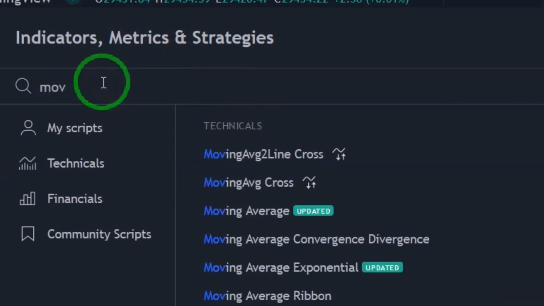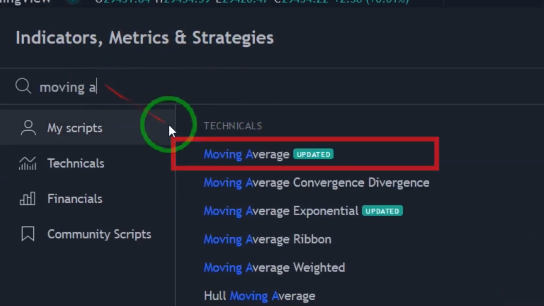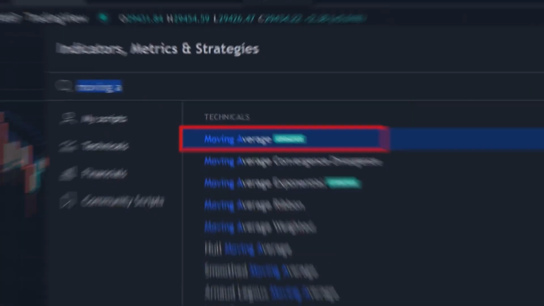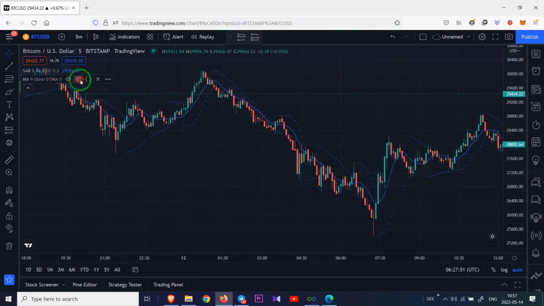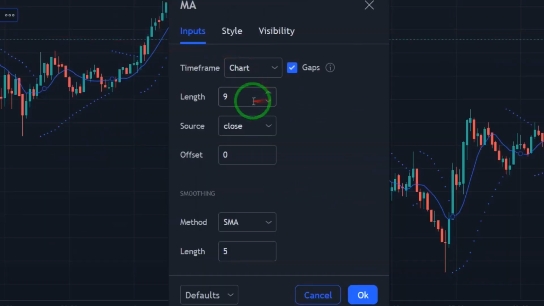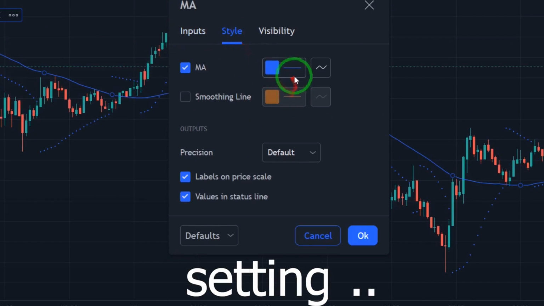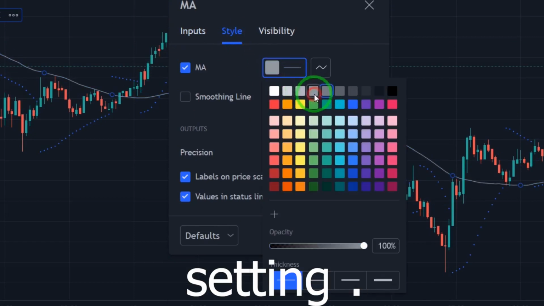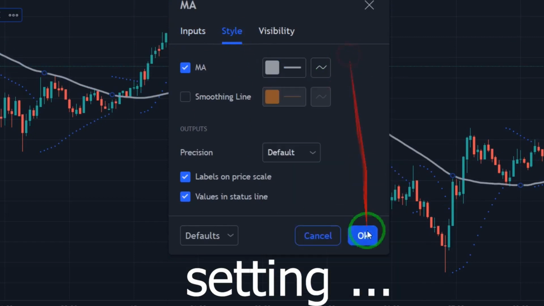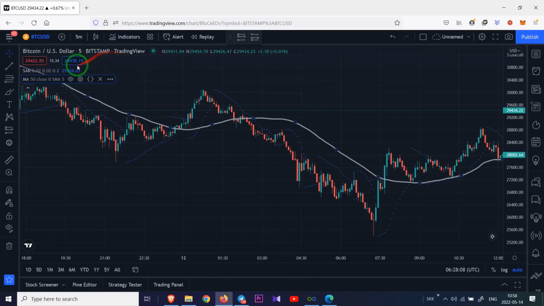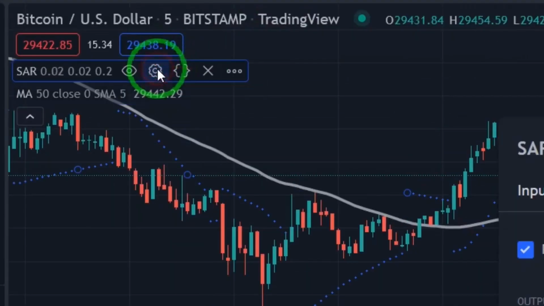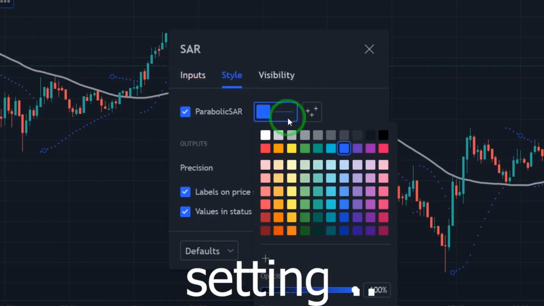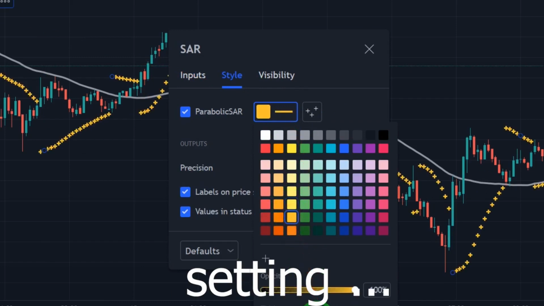We also add a simple moving average to the chart. Set a moving average number to 50 and adjust its appearance, color, and thickness so that it can be seen more clearly on the chart. I do not change the parabolic SAR indicator numbers, I just change the color and thickness to my desired color that can be seen more clearly on the chart.